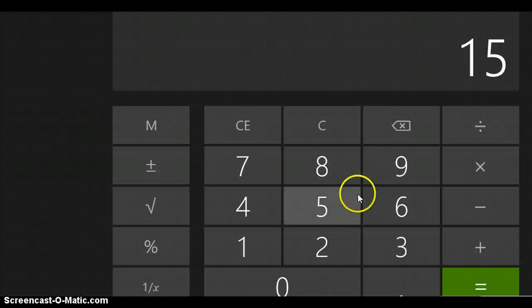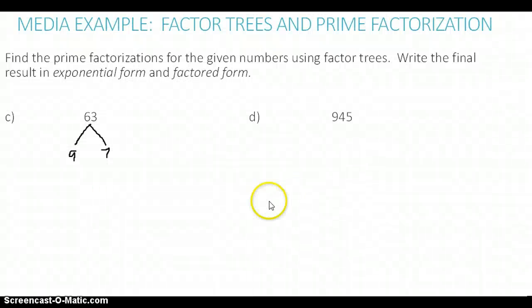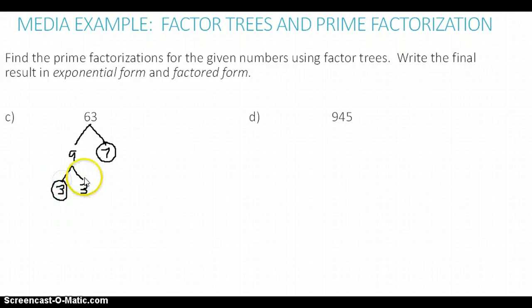So for example, you could try dividing 63 by 3, and you would get 3 times 21, and you could start your tree that way. So whatever numbers you think of are fine. 9 is not prime, but 7 is, so I'm going to circle 7. 9 can be factored further as 3 times 3. And 3 is prime, so I'm going to circle these.